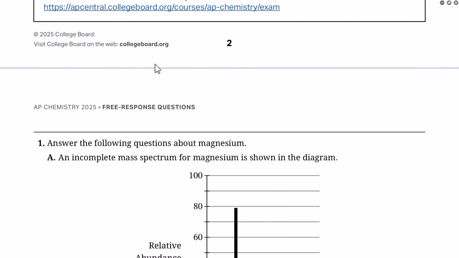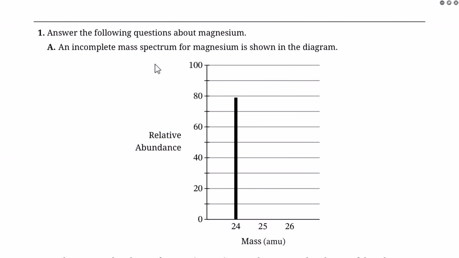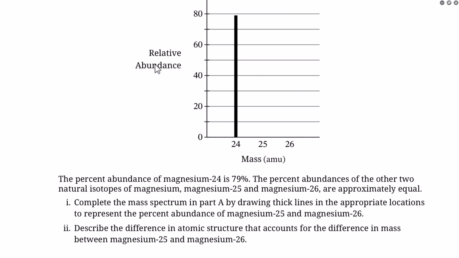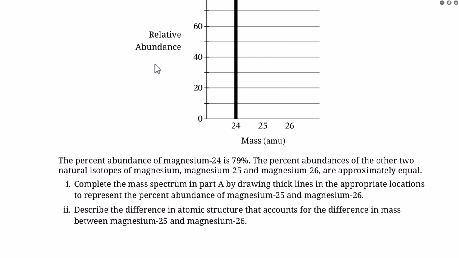AP Chemistry practice. Let's get to the questions here. So here we go. We're going to start with question number 1. It says, answer the following questions about magnesium. An incomplete mass spectrum for magnesium is shown in the diagram, and it says the percent abundance is 79%.